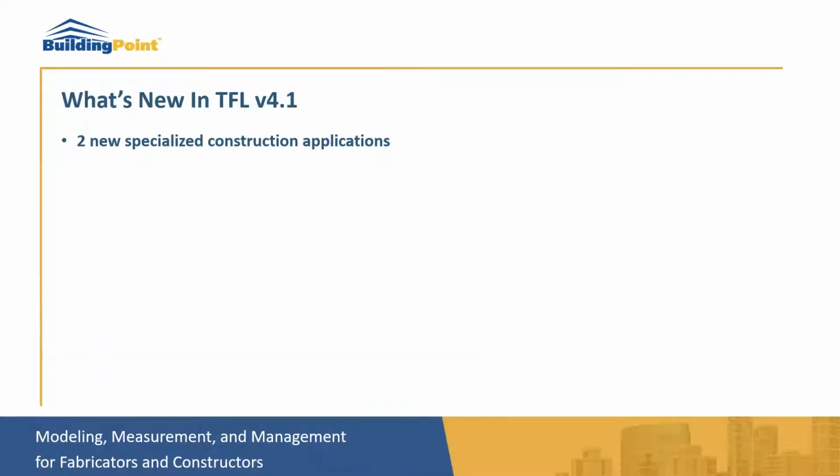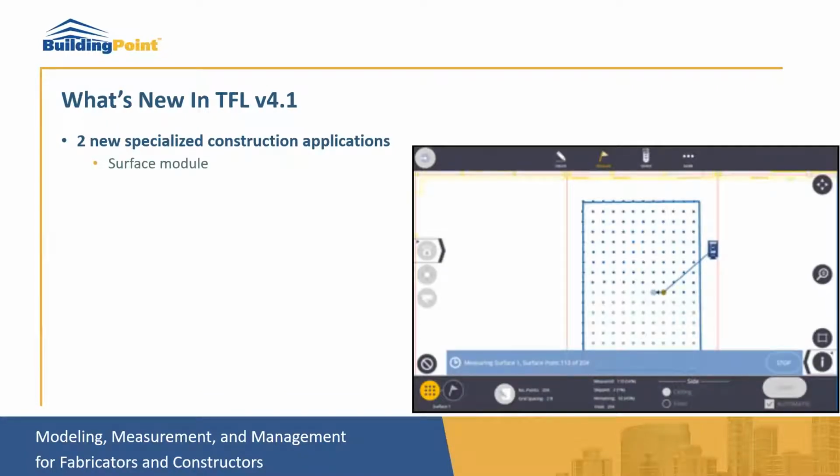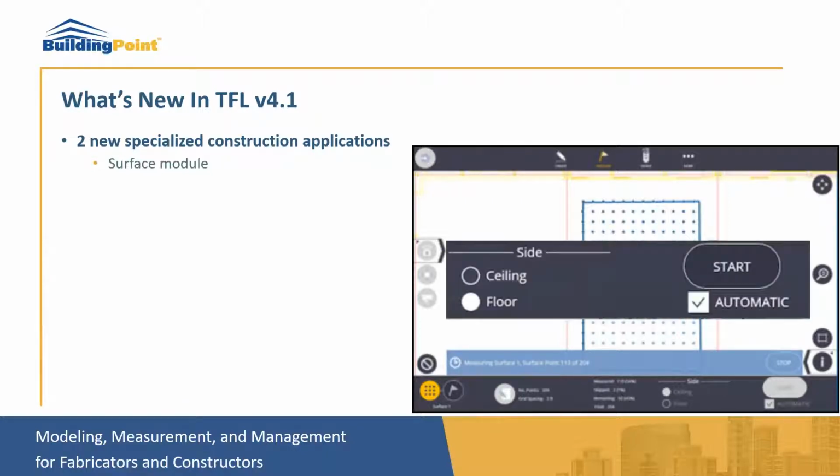Version 4.1 came out with two new specialized construction applications. The first one is the surface module. So a nice feature to use when you want to do a quick check of a slab to see if it's perfectly level or flat. Inside TFL, you'll be able to define the area on which you want to be working. You'll then define your grid spacing, and you will also have the option to tell the software if this surface is on the floor or the ceiling, because this surface module only works for horizontal surfaces. And when you're ready, you can click the start button.